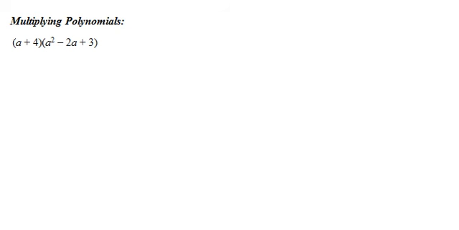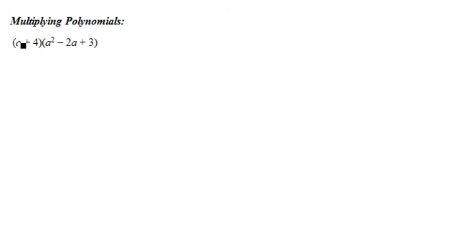Here we have an example of multiplying polynomials where we have a binomial, which has two terms, and we're multiplying that by a trinomial, or a polynomial with three terms. So with this we cannot use FOIL, unfortunately. Remember, FOIL can only be used when we're multiplying two binomials together.